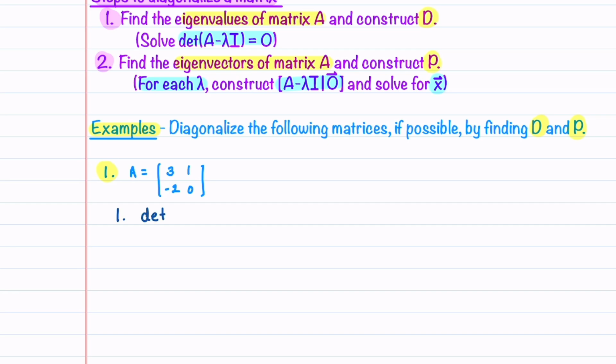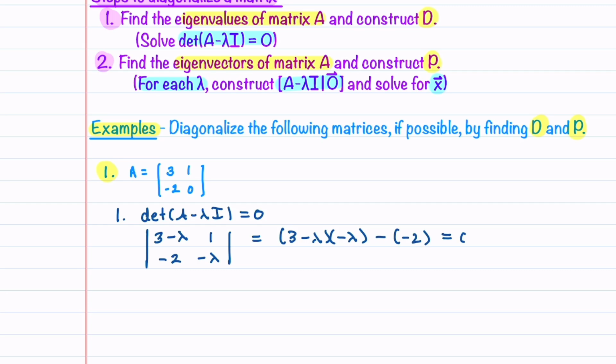So we'll take the determinant of A minus lambda I, and we'll set it equal to 0. We have 3 minus lambda, 1, minus 2, and minus lambda. And that's equal to 3 minus lambda times minus lambda, minus negative 2, and we set that equal to 0. Multiplying everything out, we get lambda squared minus 3 lambda plus 2. We can factor this as lambda minus 2 times lambda minus 1. And that's going to give us eigenvalues lambda equal to 1 and 2.